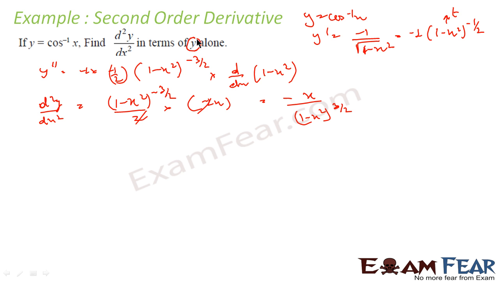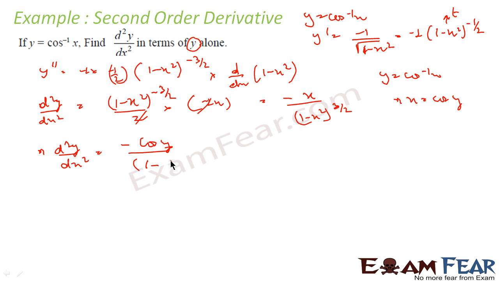But now we are asked to find in terms of y only. I have in terms of x. I know y is equal to cos inverse x. X is nothing but cos y. So let me replace x with cos y. So my d square y by dx square, this guy becomes, this is minus x, that is minus cos y by 1 minus x square becomes cos square y to the power 3 by 2.